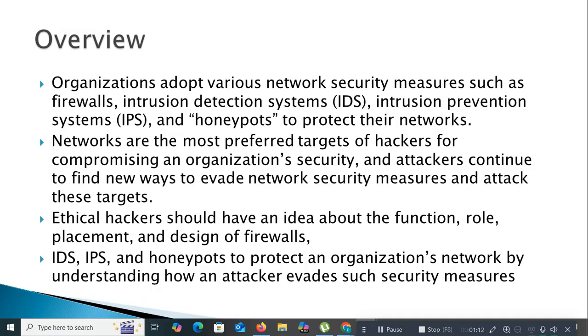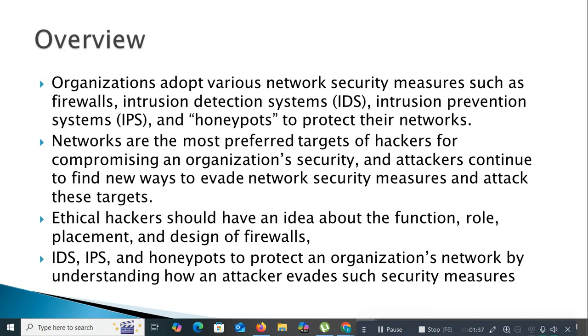What are the security measures provided by the organizations? One is the firewall, the second one is the intrusion detection system, IPS and honeypot, to protect their network. So organizations protect their network by using firewalls, IDS, IPS and honeypot. Okay, got it?